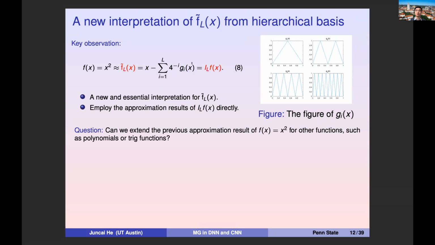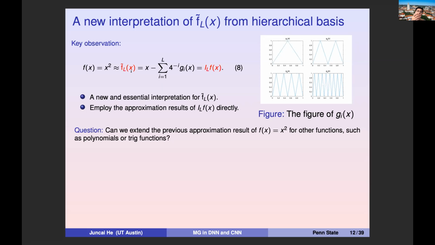This g_i has a very special composition structure. Of course, since this f tilde is actually equal to this interpolation, from the perspective of finite element you can have an H1 error estimate, a W^{1,0} error estimate, and so on. You can apply all that you know about uniform interpolation in finite element to obtain extra properties for this f tilde, for this DNN.